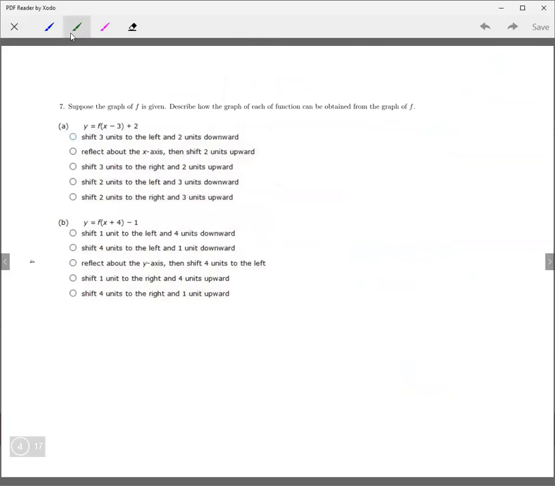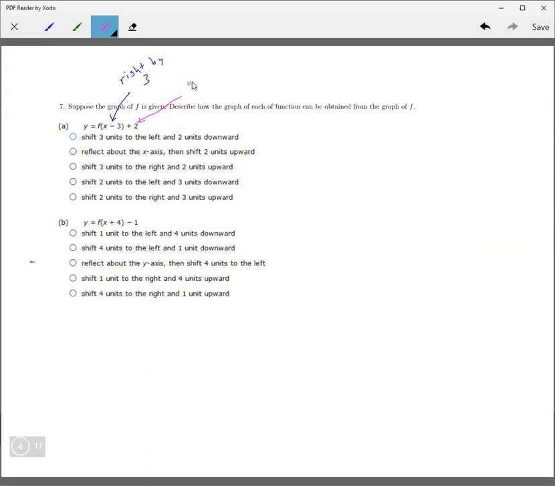Okay, moving along to number 7. Describe how the graph of each of the functions can be obtained from the graph of f. So here we start with this one right here. You start with this inside part, and then go to this outside part. This is inside, so it's a horizontal shift, and it's minus, so that means it's going to move it to the right by 3.